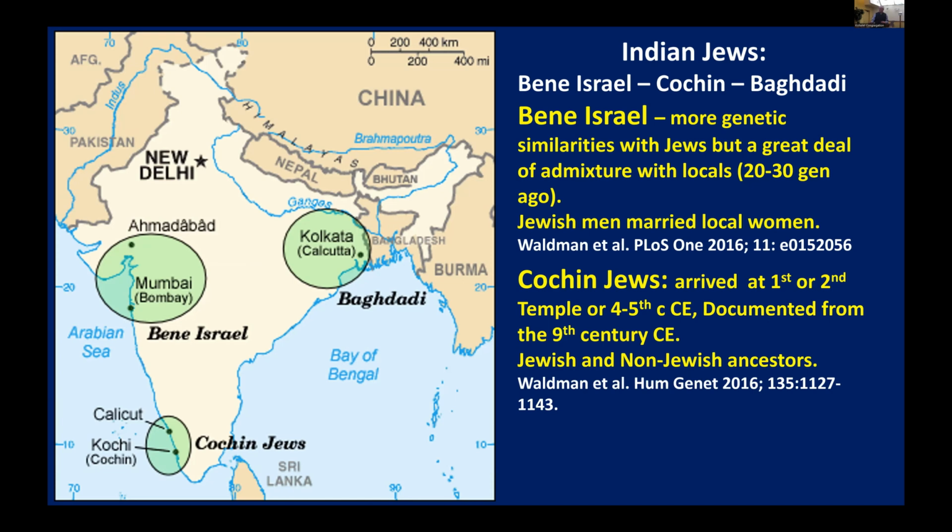Cochin Jews, kind of interesting, they claim that they came as traders from Solomon's time and settled on the very southern tip of India. They still have old synagogues there, which is fascinating. They claim they arrived at the first or second temple, but documented presence of them only comes from the 9th century, from the year 1000 of the Common Era.